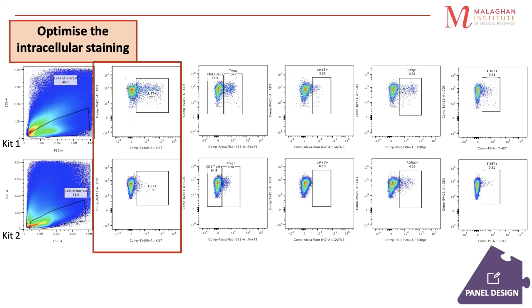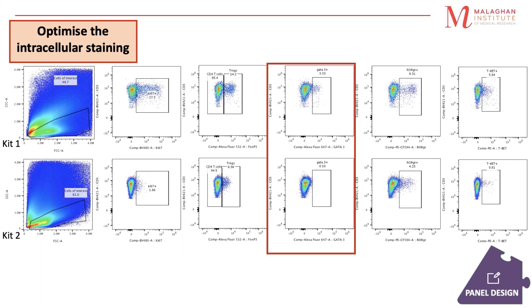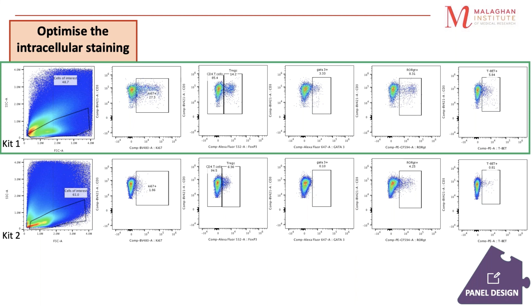See, for example, Ki67, where 27.3% of the events were positive for kit number 1, while only 1.8% were positive for Ki67 with kit number 2. Similar results were obtained for GATA3, but also for the other markers. So, for our panel, we decided to use kit number 1 for future experiments.